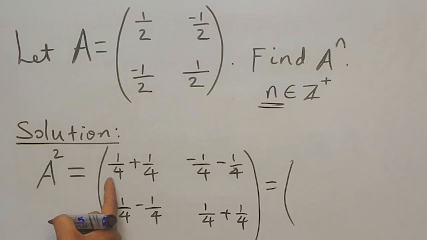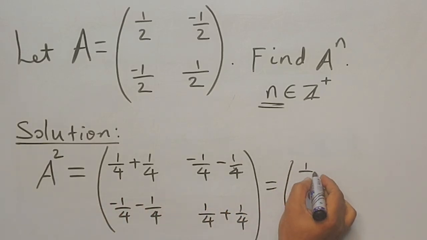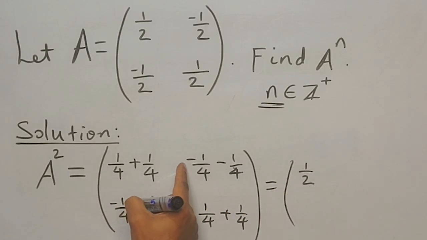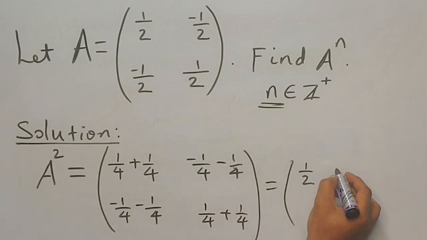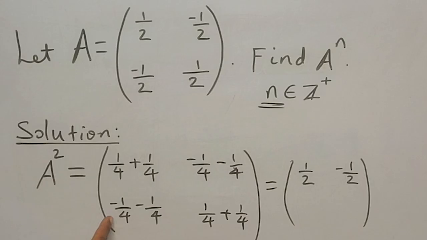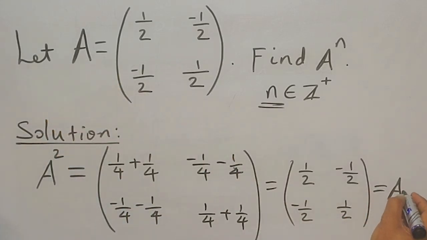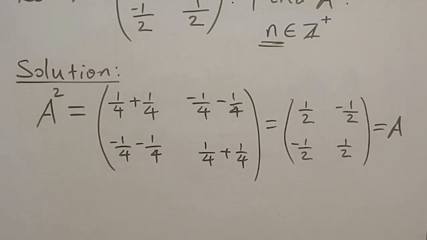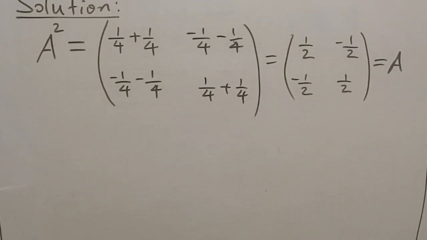Simplify. 1 over 4 plus 1 over 4, 1 over 2. Minus 1 over 4 minus 1 over 4, minus 1 over 2. Minus 1 over 4 minus 1 over 4, minus 1 over 2. 1 over 4 plus 1 over 4, 1 over 2. Now what's this matrix? Matrix A. So A square is equal to A.